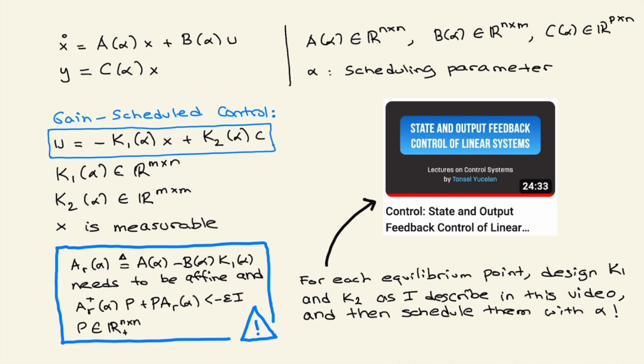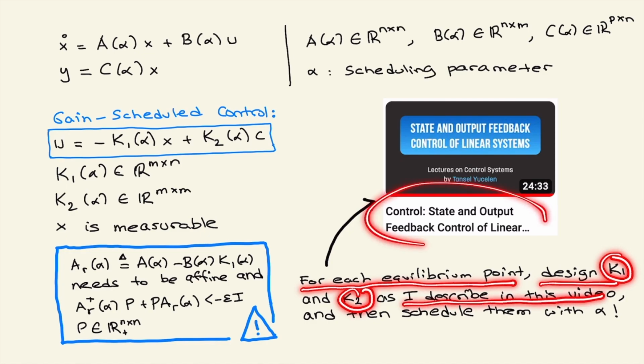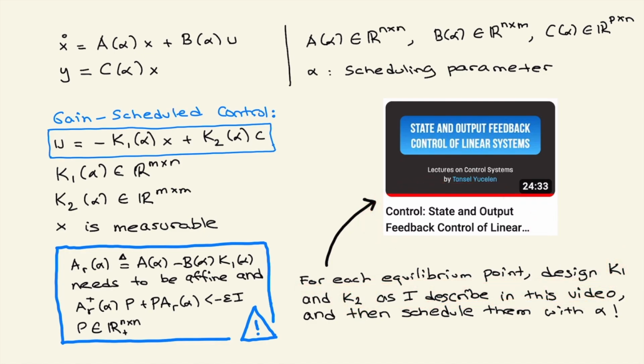So basically, for each equilibrium point, we need to design K1 and K2 as I described in this video. K1 is responsible for making each equilibrium asymptotically stable when there is no command. And the purpose of K2 is command following. After we design K1 and K2, we are then going to schedule them with alpha. I will do this in the next slide.